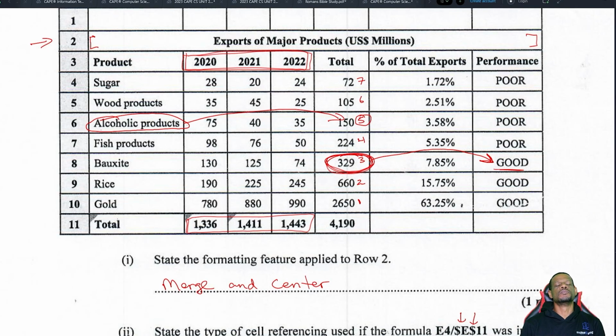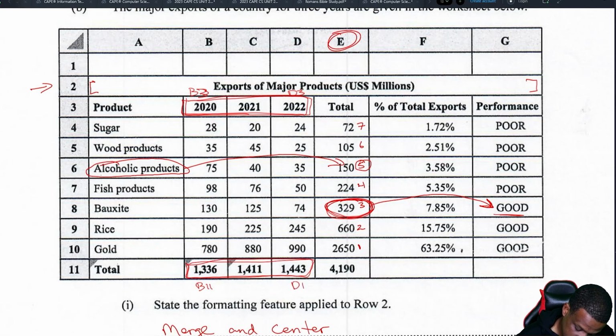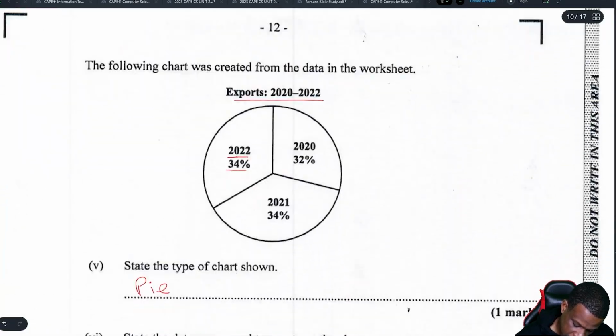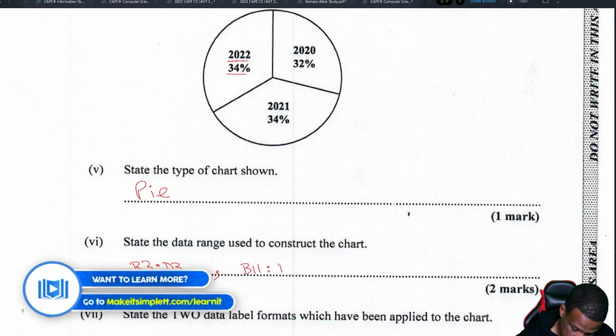Right, so this pie chart is really a year and this number here, but they didn't show the number in the pie chart, they showed the percentage for it. So they most likely used B3 to D3, and then B11 to D11. That's my guess here, to get this pie chart. I can do that here: B3 to D3, and then B11 to D11.